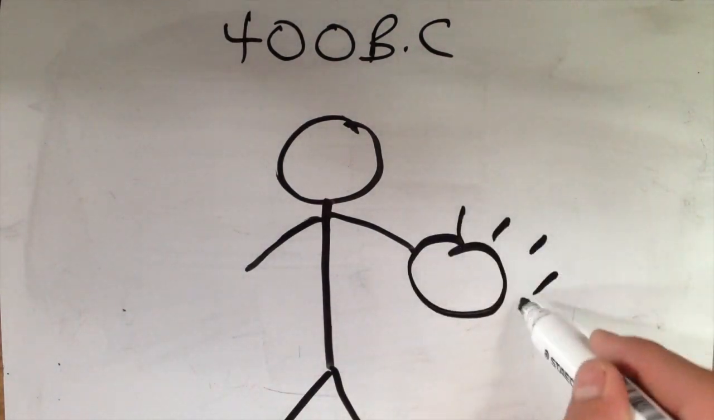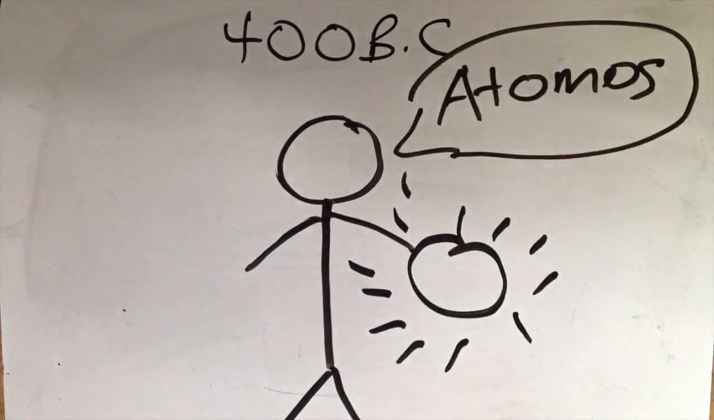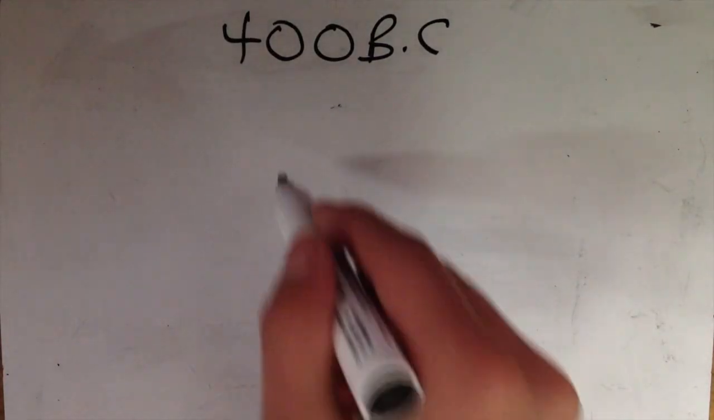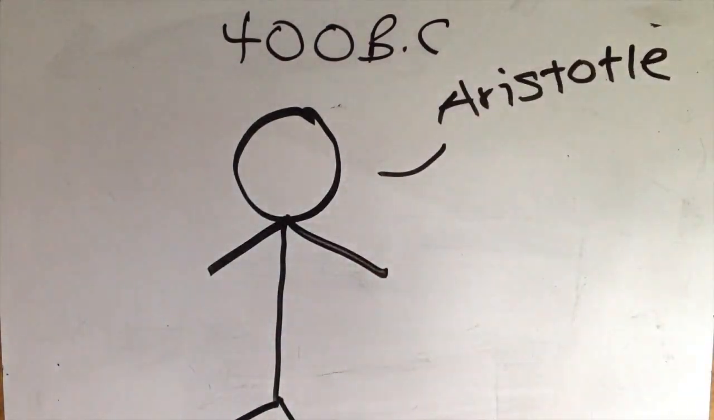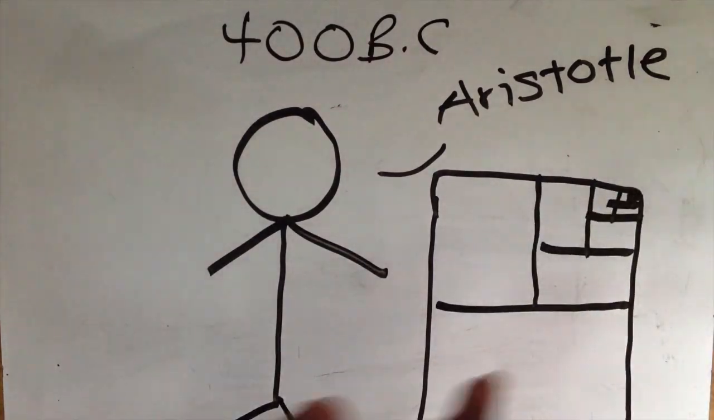He believed that every single thing in the universe has an indivisible particle called the atom. Atom meaning indivisible in Greek. Around the same time, there was another man who shall not be named. His name is Aristotle. He believed that matter is continuously divisible. You can cut it in half forever.